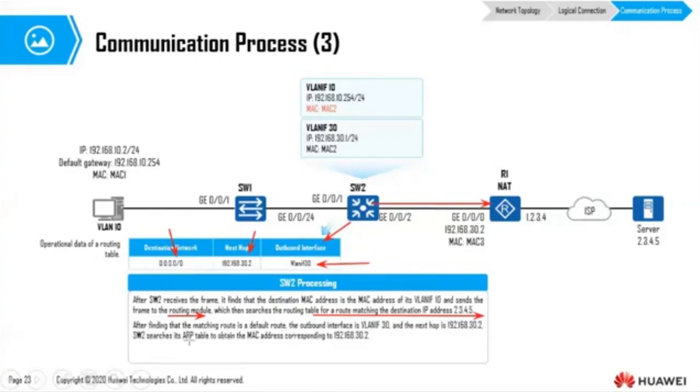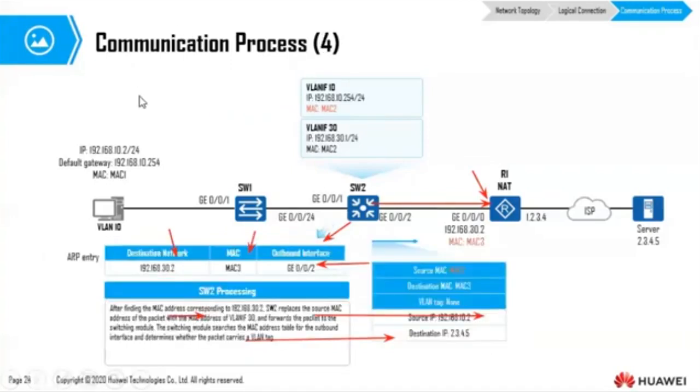So switch 2 searches its ARP table to obtain the MAC address of the corresponding interface, of this interface. Are you getting the point? So now the destination MAC address will have to change. Are you getting that? The destination MAC address will have to change to the MAC address of this particular interface. So I hope you understand that. Okay. So let's see.